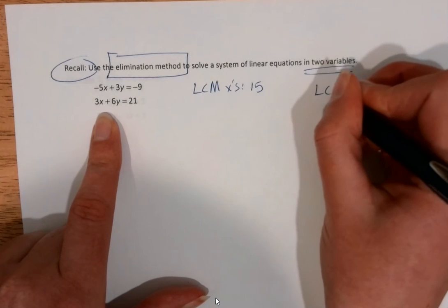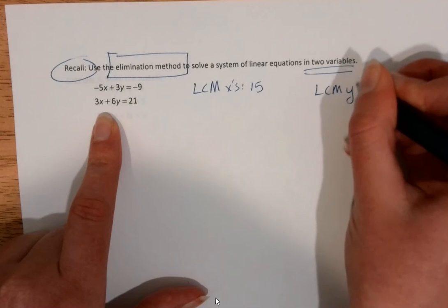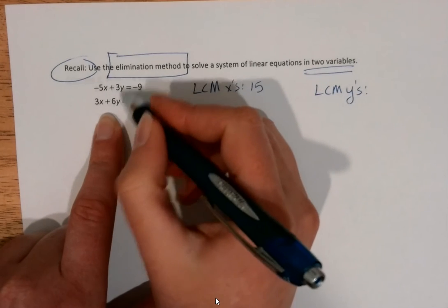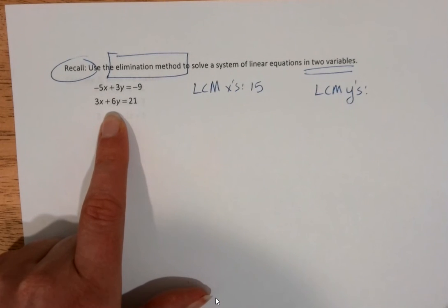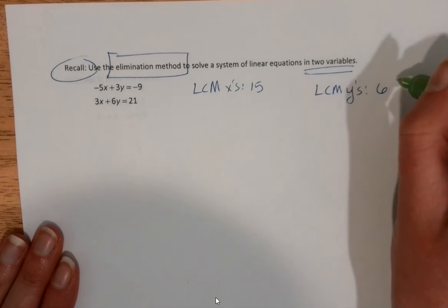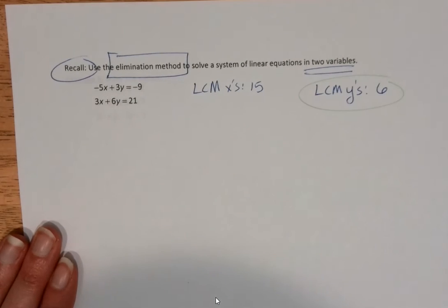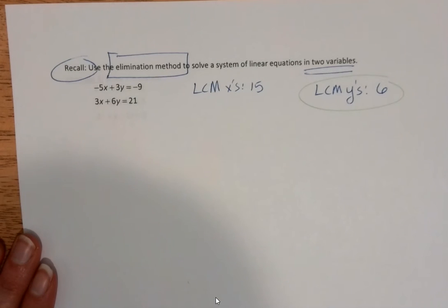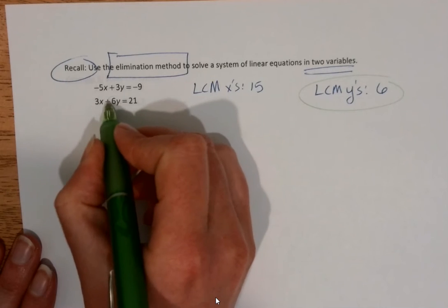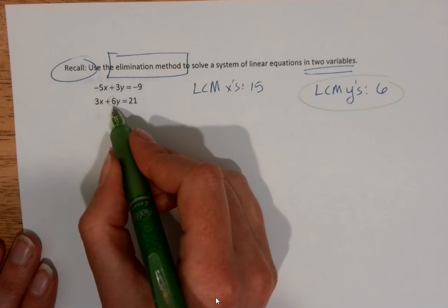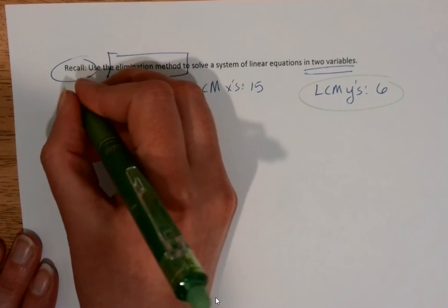And then my least common multiple for the y's would be, what number do 6 and 3 both go into? 6. Recall that we want to get rid of the variable that has the smallest least common multiple because it's going to require that we work less. So we want to choose that. So we're going to get rid of the y's. So we're going to create 6's. I already have a 6 in the second equation, so I just need to create one in the first equation. I want it to be the opposite, so I don't want another 6, I want a negative 6 instead. So we need to multiply this by a negative 2.